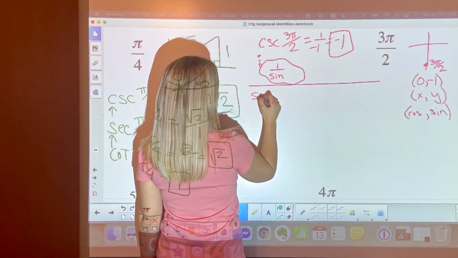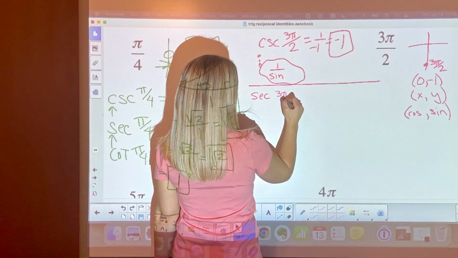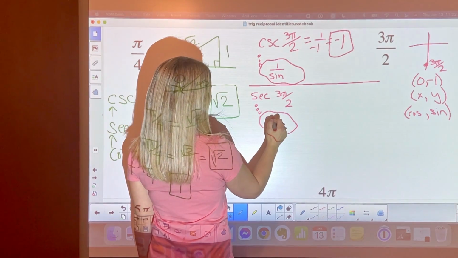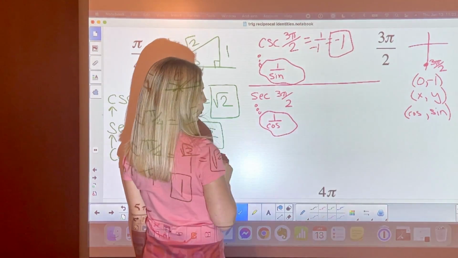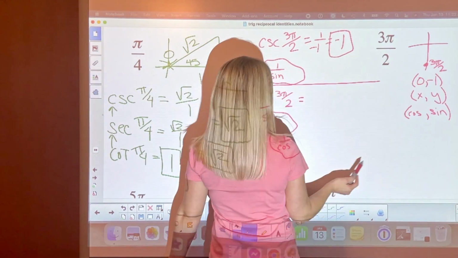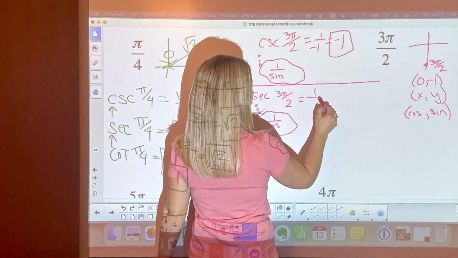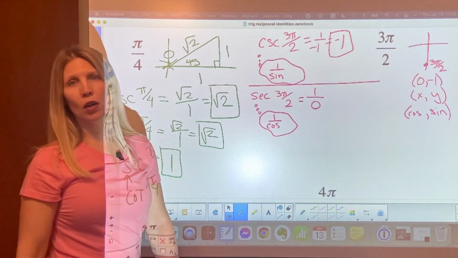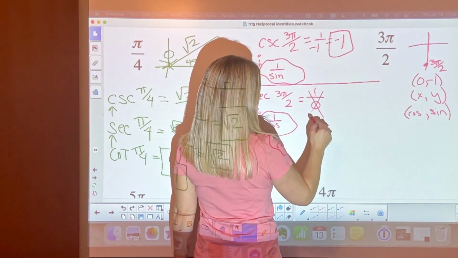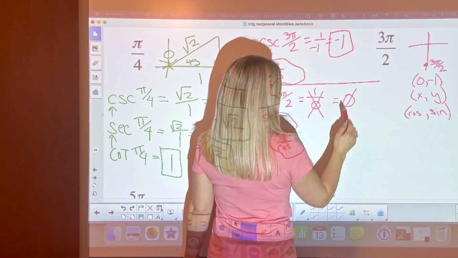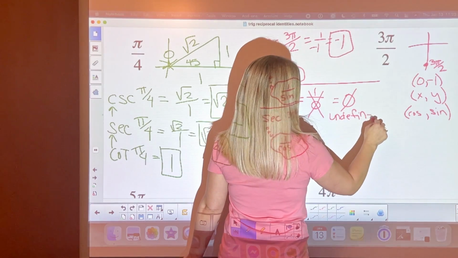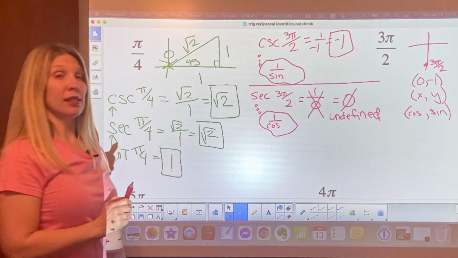Now let's do secant of 3 pi over 2. Again, secant, remember, starts with an S, so its reciprocal is cosine. Cosine over here is our x value, so it's 1 over our x value. Wah, wah, right? We have 0 on the bottom, which is no good. So this one is actually, you can write 0 with a line through it, or you can write undefined, because you cannot divide by 0.